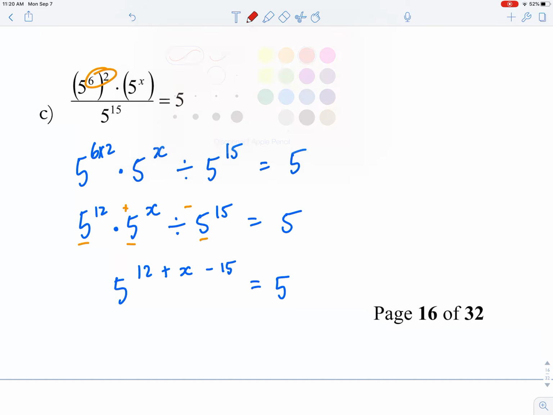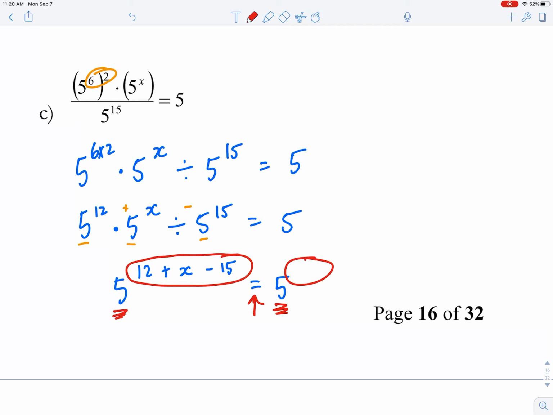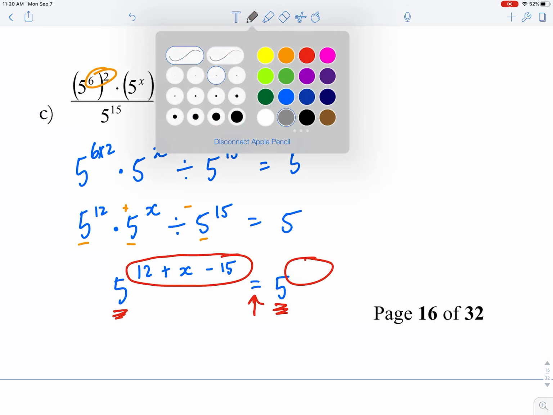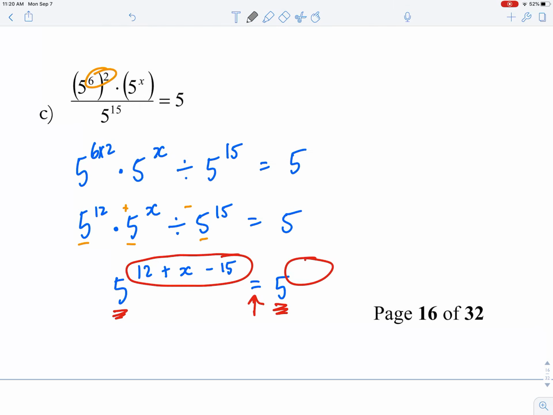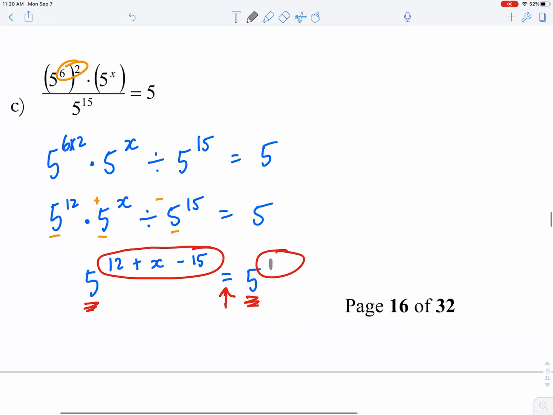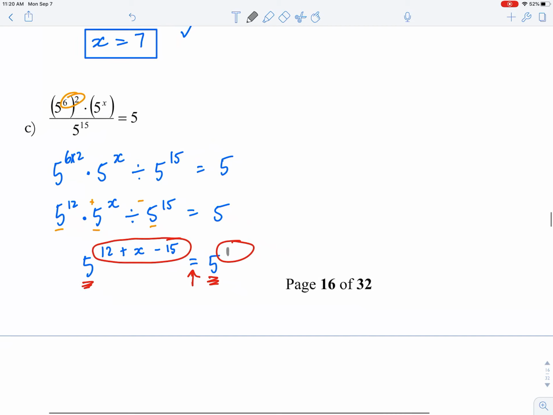So we're in the situation where we've got an equal sign. The bases match on both sides. So that means our exponents are going to be equal. But what's the exponent here? There's nothing there. Well, there is. There's only one 5, so it's going to be 5 to the 1, or sometimes I call that a ghosty 1. So when you do that, that's going to give us our algebra. So therefore, 12 plus x minus 15 equals that ghosty 1.